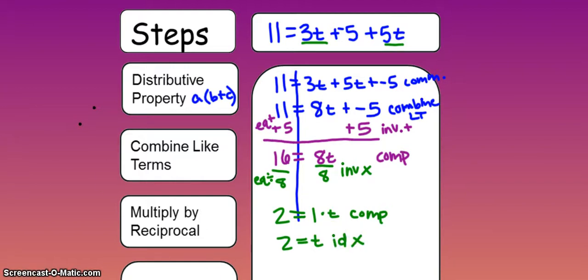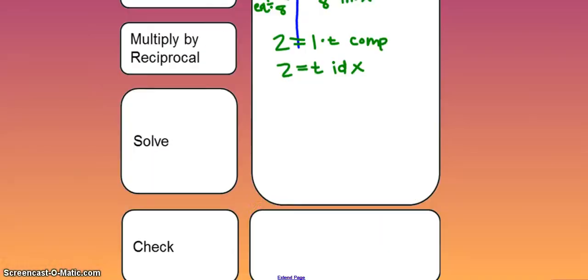Okay, we need to check. When we check, we're going to use this very first one, our very first equation before we did anything to it. I'm just going to rewrite it down here because I can't see it very well. 11 equals 3t minus 5 plus 5t. So I'm going to plug in our t, which is 2. So I get 11 equals 3 times 2 minus 5 plus 5 times 2.